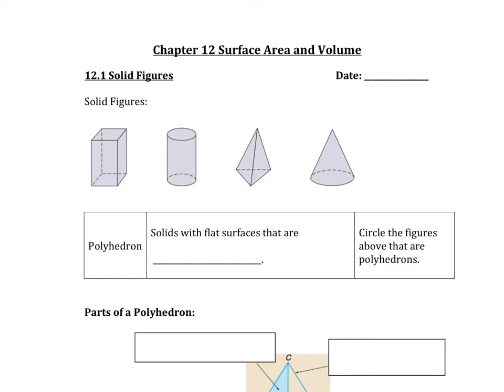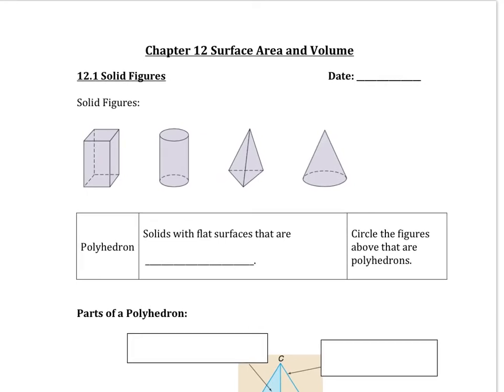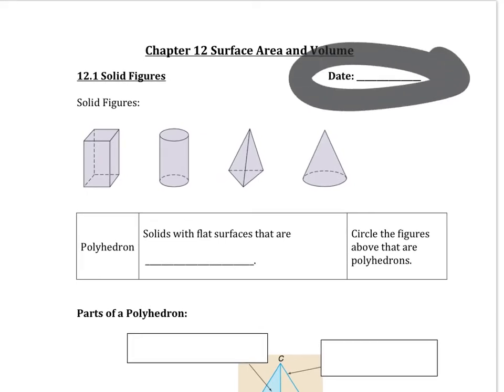Right, chapter 12, we're going to start talking about surface area and volumes. 12.1 is solid figures. In geometry, these are pictures of solid figures right here. Don't forget to go ahead and fill in today's date. Also, here are your solid figures right down here. So those are the solid figures, or solids.